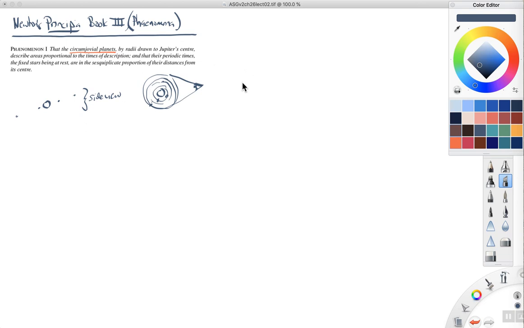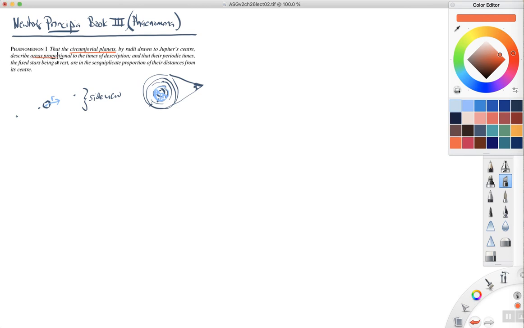We're talking about the circumjovial planets. He says by radii drawn to Jupiter's center. So if you were to draw a radius from the center of Jupiter out to the location of a particular planet, these describe areas proportional to the times of description. Okay, so what does that mean? If you were to look at one of these moons going around Jupiter, you would notice that in equal times, they sweep out equal areas. This is a terrible drawing, but the area that this sweeps out in a given time, looking from above, which you could deduce from looking at it from the side, has equal areas in equal times, or the area is proportional to the time of description. Okay, so that's the first point he makes.